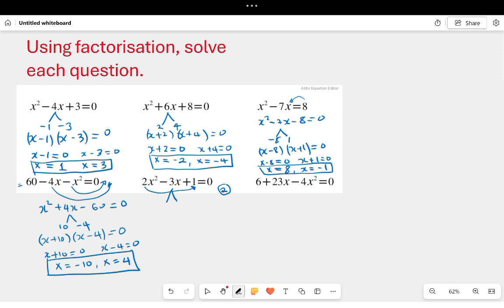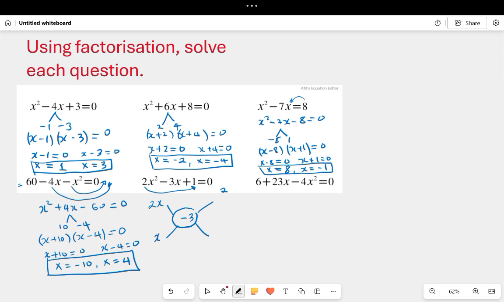Alright? So the easiest way I'm going to do is this. I'm going to use the cross method. So I will have negative 3 in the middle. Alright? And then I will figure out how can we split 2x squared. It can be split in 2x and x.